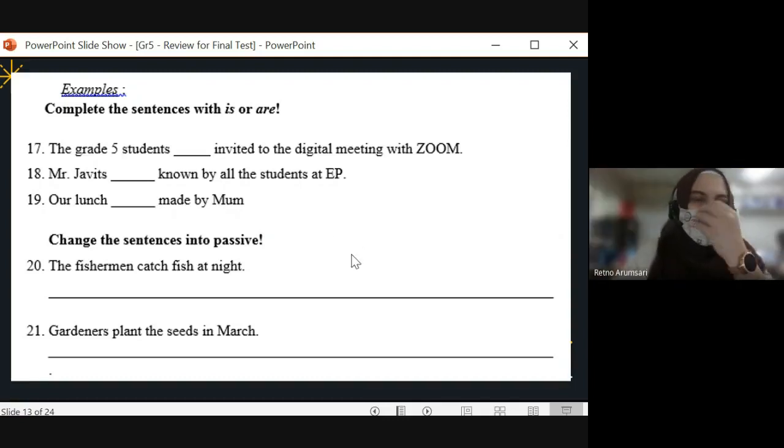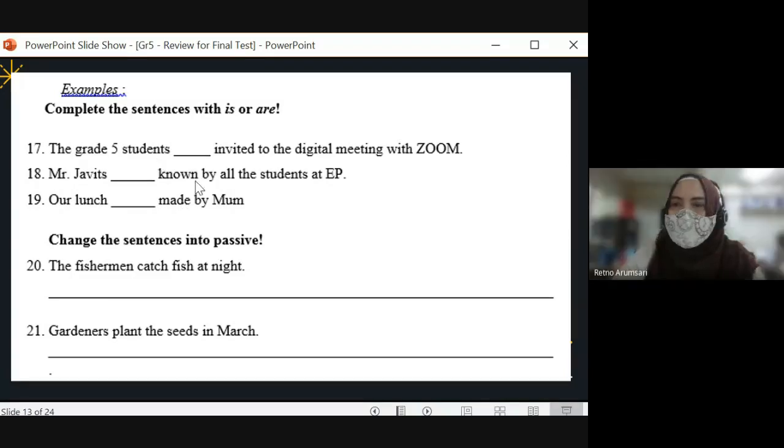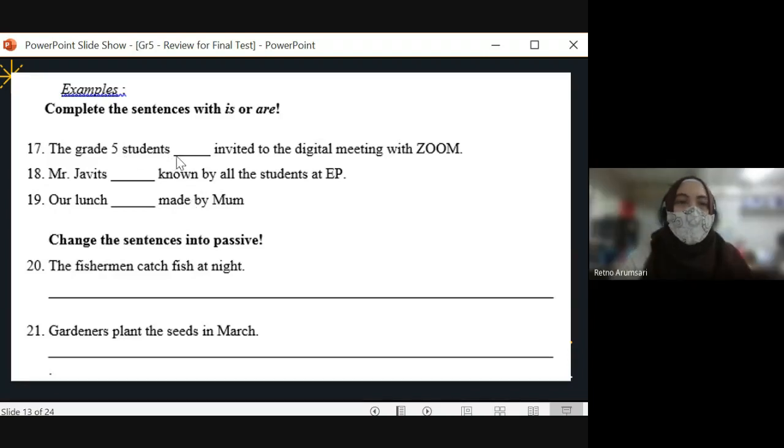Now complete the sentences with is or are. What do you think number 17 is? Is it is or is it are? Are. Why is it are? Because it's 5 students, not just one. Five students, more than one. Students has an s, which means there is more than one. So you need to choose are, right?